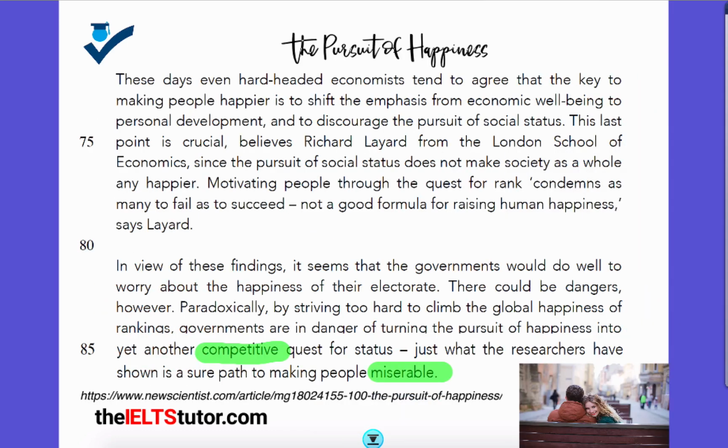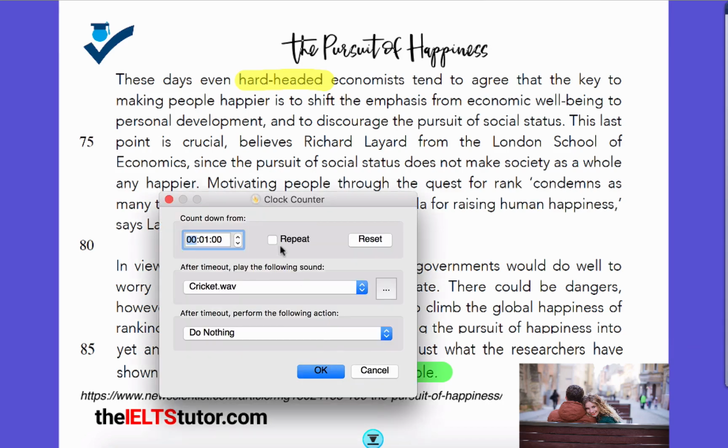Let's go back a few steps. Line 72, these days, even hard-headed economists tend to agree that the key to blah, blah, blah. Okay, so we've got even here as a sort of a clue to tell you that hard-headed is not really quite common among economists. So what do you think that could mean, hard-headed? Okay, I'll give you a few seconds to check your dictionary and see if you know what that means and apply it to this context. Okay, so I'll give you a minute to do this.